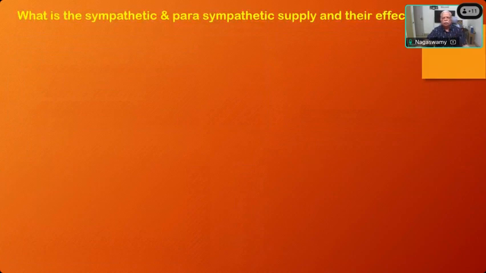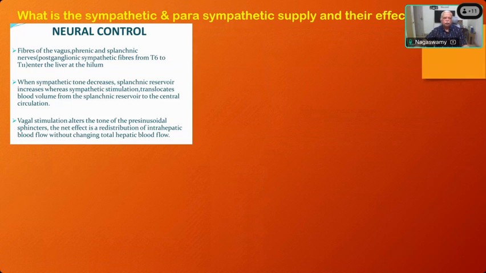What is the sympathetic and parasympathetic supply and their effects on the liver? Vagus. Autonomic nerve control. Parasympathetic due to vagus nerve, sir. Whenever you are asked about the nerve supply, you must tell the basic nerve roots from which they are supplied, isn't it? Yes, sir. So neural control: fibers of vagus, phrenic and splanchnic nerves, that is postganglionic sympathetic fibers from T6 to T11 enter the liver at the hilum.